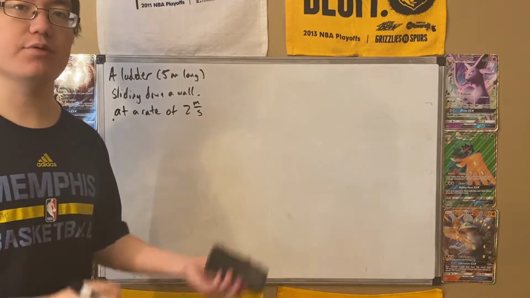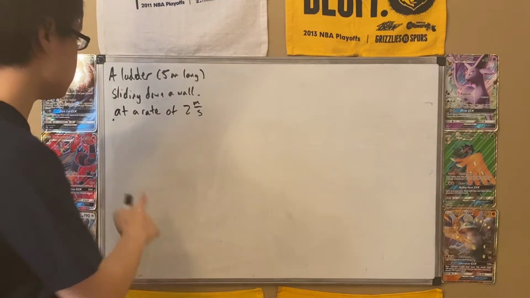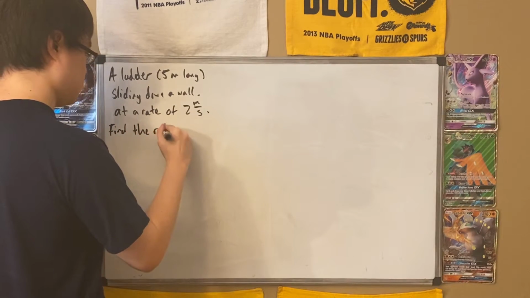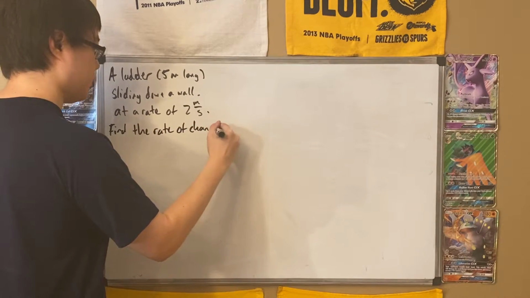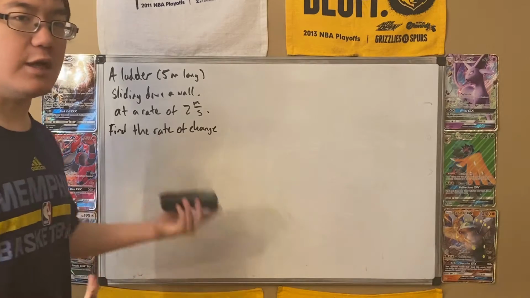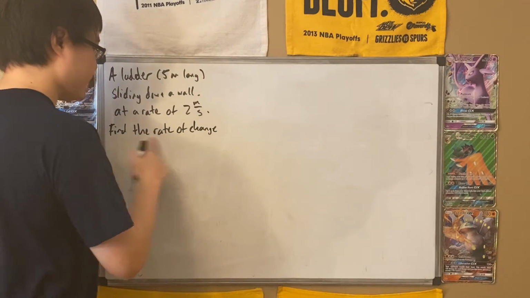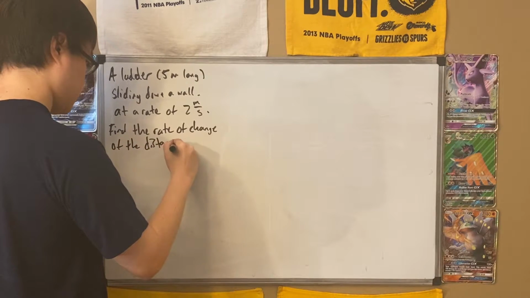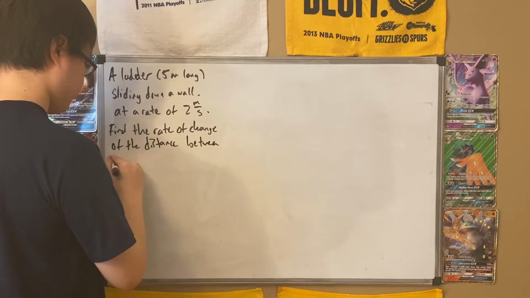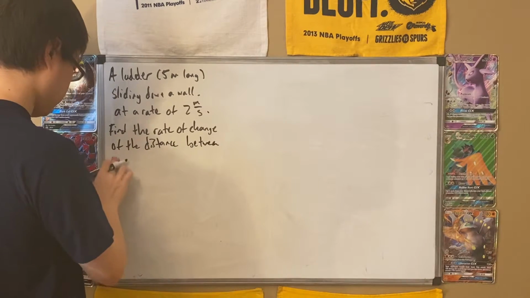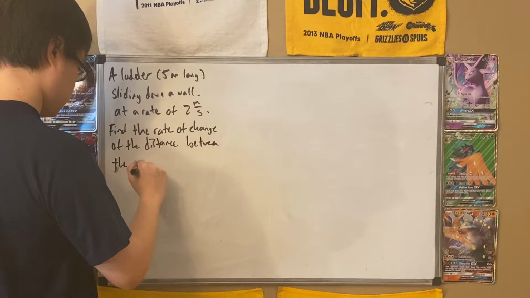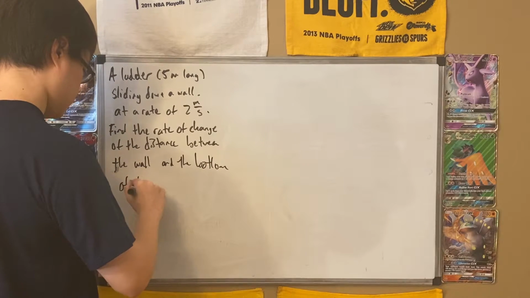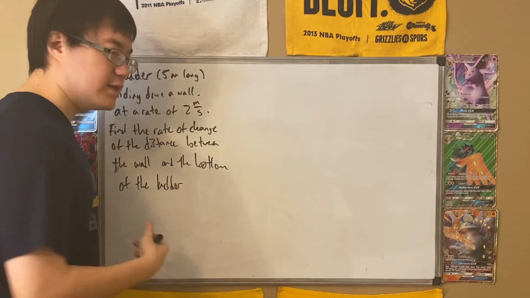Again, this means that the distance between the top of the ladder and the ground is changing at 2 meters per second. And then what we're going to do is we're going to try to find the rate of change. So even if I'm writing these words down, you're sort of thinking about what we need. Rate of change means we're going to be finding a derivative at some point. So find the rate of change of the distance between the wall and the bottom of the ladder, when this distance is 3 meters.